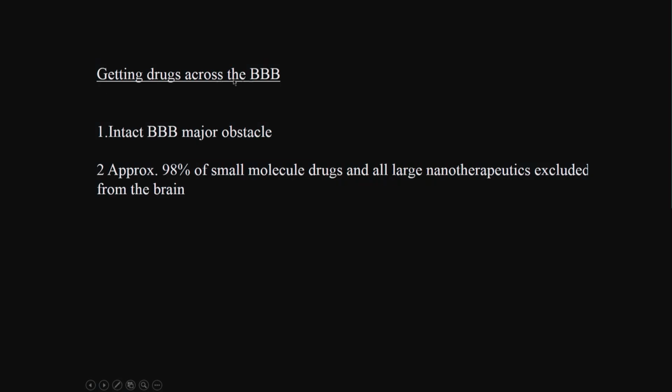So, getting drugs across the BBB, like I said, you need drugs if you are treating CNS, if you are treating infections in the brain, or if you are treating a brain disorder. So, we need to have intact BBBs, that is a major obstacle. 98% of small molecule drugs and large nanotherapeutics are excluded from the BBB. If the molecular weight is very large, of course they do not enter through the BBB.